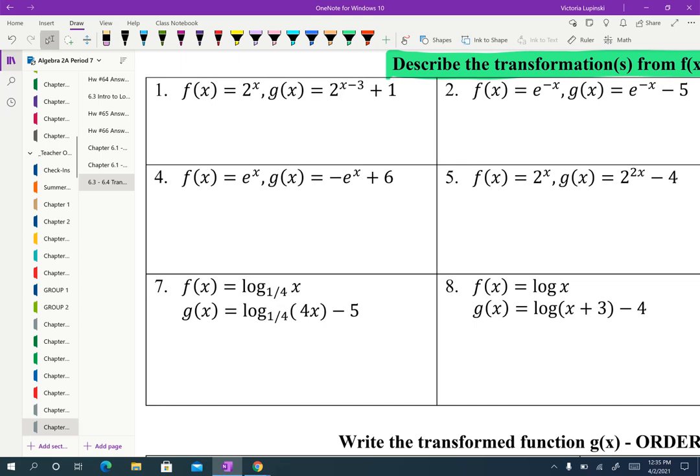Starting with number 1, 2 to the x becomes 2 to the x minus 3, and then a big plus 1. So you're going to describe in words. The minus 3 inside is going to be right 3, and then the big plus 1 is going to be up 1. Again, they mean the same things that they always did. Use the rules above if you need to.